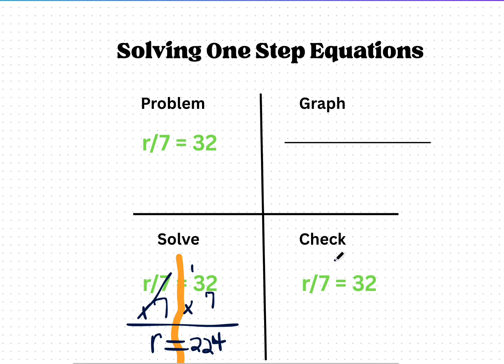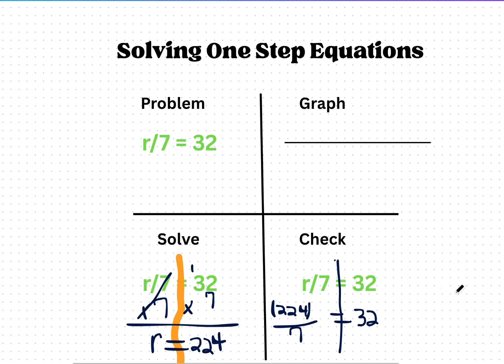So now I'm going to take my answer for my variable and substitute it for R to check to make sure I'm correct. So I'll put in 224 and then I'm going to divide that by 7. I'm just rewriting it how it was originally written. And then on the right side, I'm going to have 32.